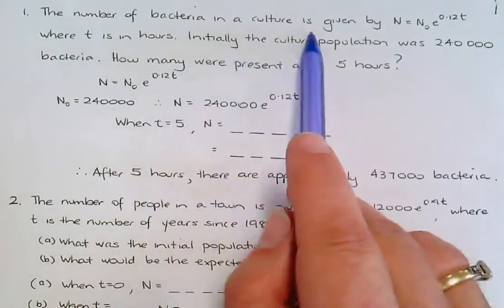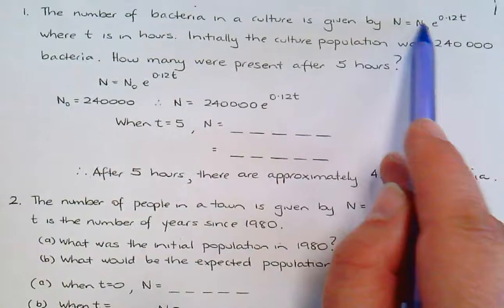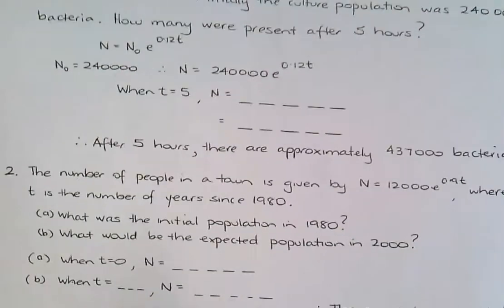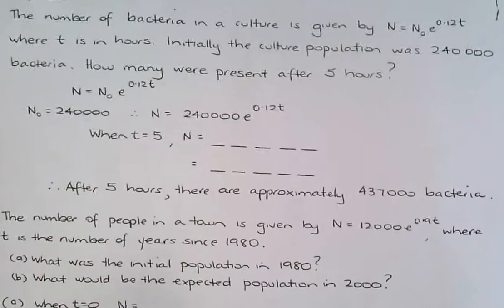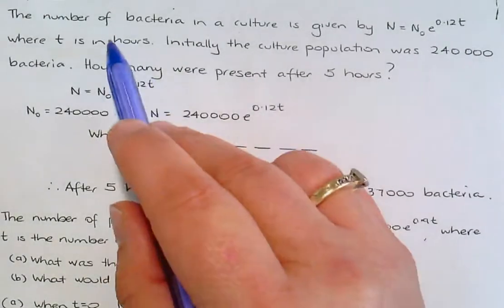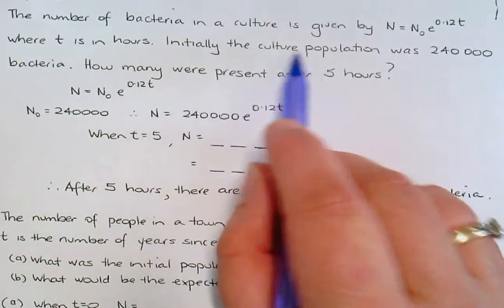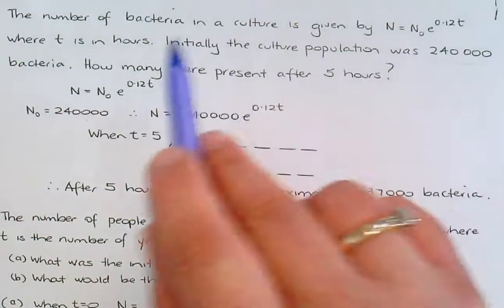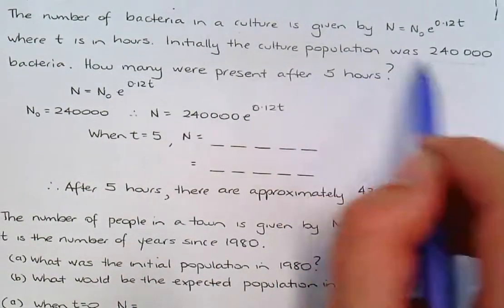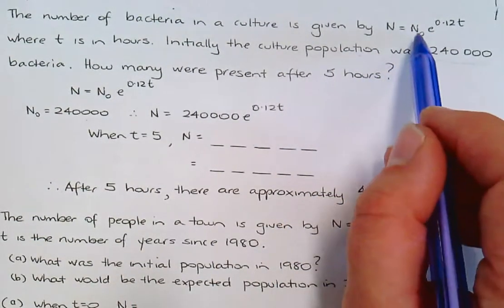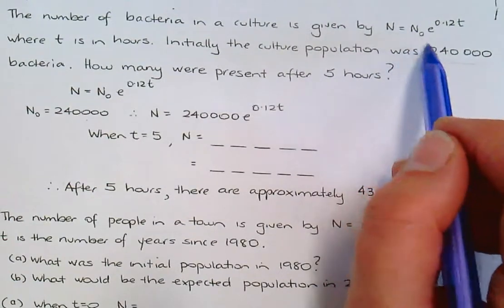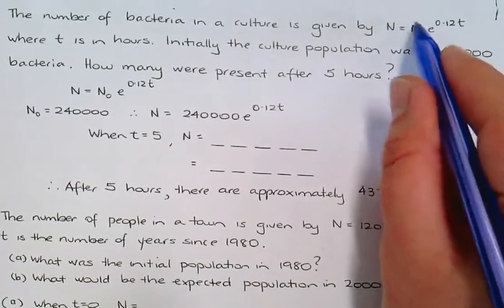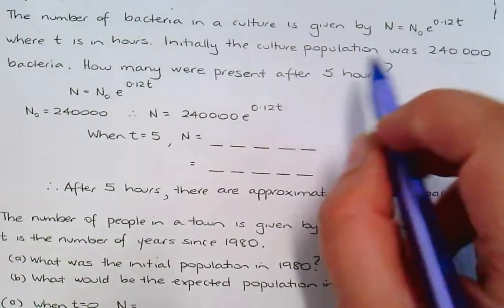The number of bacteria in a culture is given by n equals n sub 0 e to the 0.1 t. This is obviously exponential growth, not decay. Where t is in hours, make sure you look at the units. Initially, the culture population was 240,000. In other words, when t is 0, n is 240,000, so n sub 0 is 240,000. Remember that n sub 0 is always the initial amount.